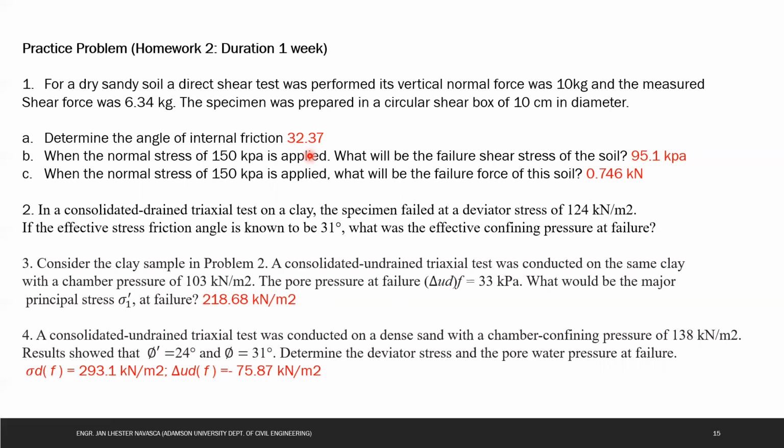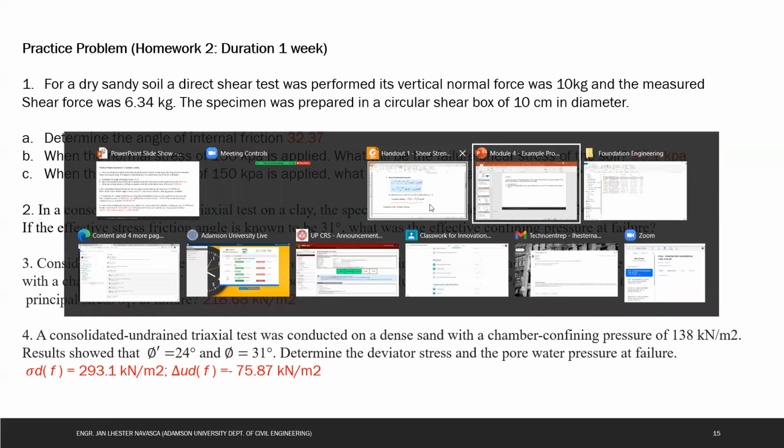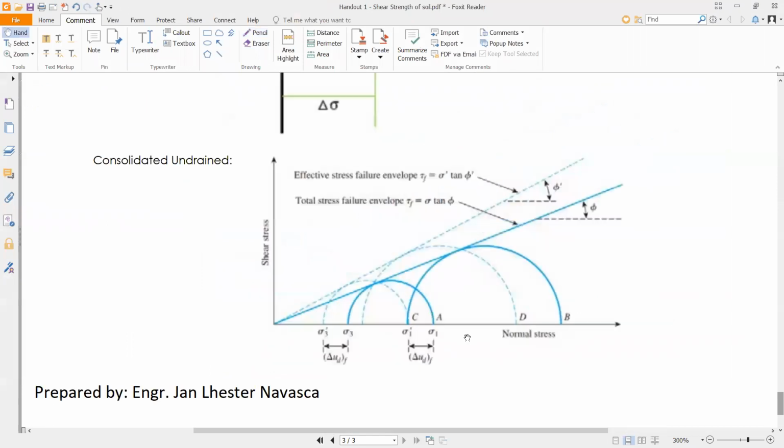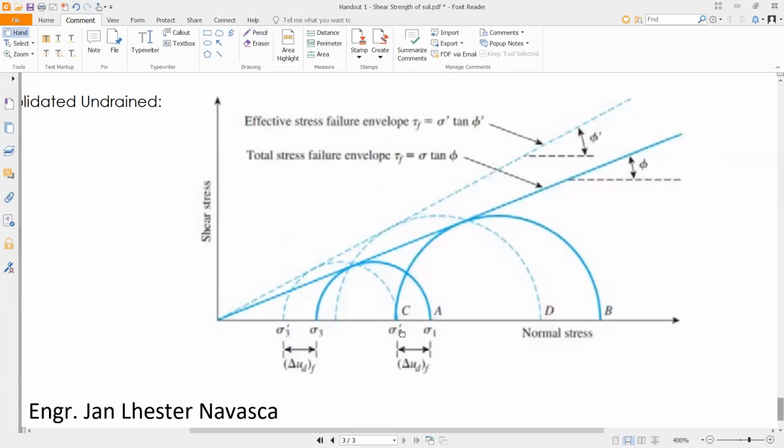Next problem is, consider the clay sample in problem 2. A consolidated undrained triaxial test was conducted on the same clay with the chamber confining pressure of 103 kPa. The pore pressure at failure, delta U sub dF, is 33 kPa. What would be the major principal stress sigma 1 at failure? So this one is an example of a CU test. If you check your handout, the CU test is this one. So you have undrained samples, whereas your delta U sub dF is the difference of your sigma 1 and sigma 1 prime, and delta U sub dF is also equal to the difference of sigma 3 and sigma 3 prime, or the drained based on effective stress due to the presence of the pore water pressure.